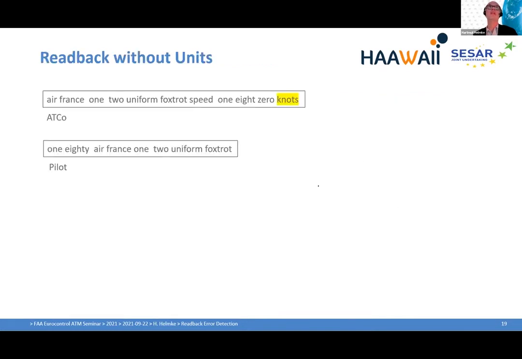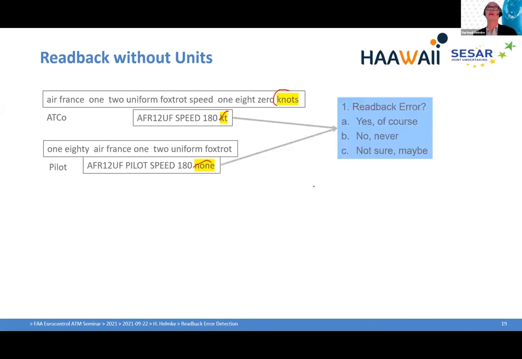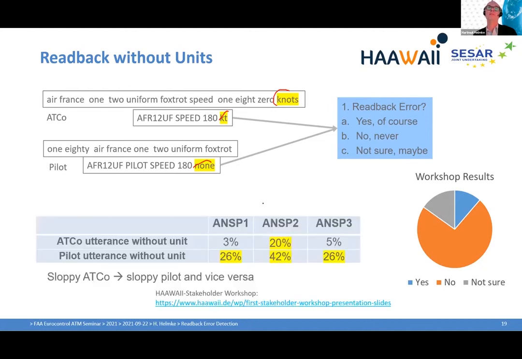Now, looking at units: here you have an utterance where the ATCO uses the unit and the pilot does not use the unit. Same question: if you want, type yes, no, or not sure. The feedback from the Hawaii workshop is that most of the people say no, it's not a readback error; the unit must not be provided, or it's not needed. Looking at the data we have, you immediately see that for the ATCOs, in most cases the ATCO provides the unit, but the pilot is more free in what he reads back from the book using the phraseology.